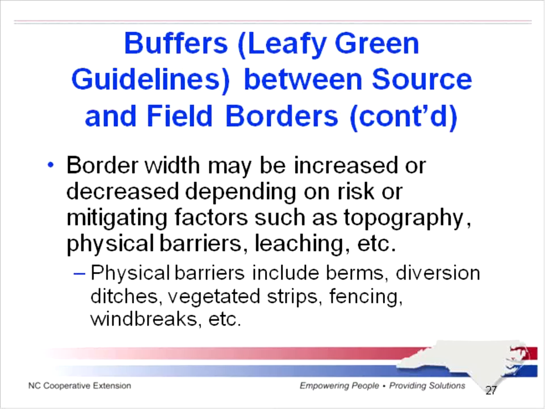For example, topography. If the compost area, production area, is in a lower spot than the produce growing area, that may be enough of a physical area to allow you to decrease the physical distance. Other physical barriers that we haven't mentioned yet: berms, diversion ditches, vegetated strips, things like that, which might mitigate the runoff from those potential contamination sources into the water source.